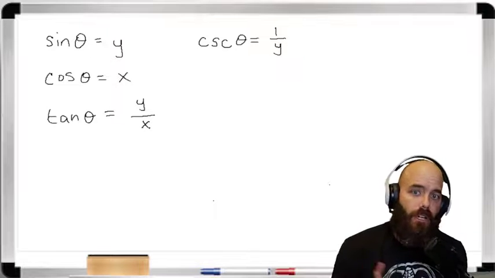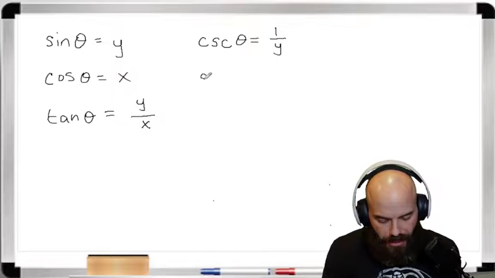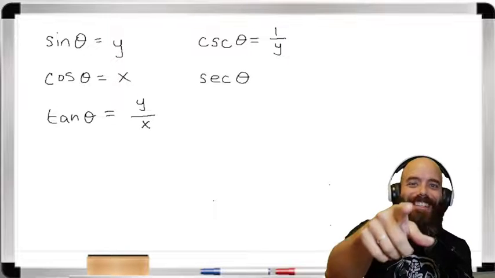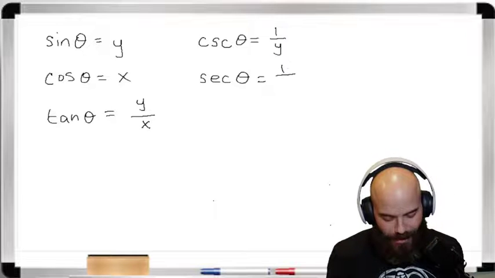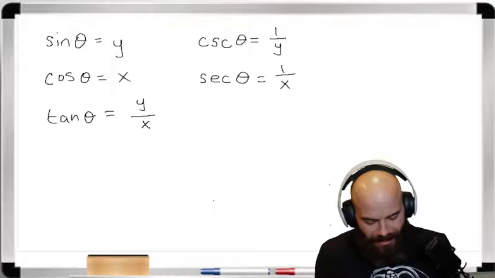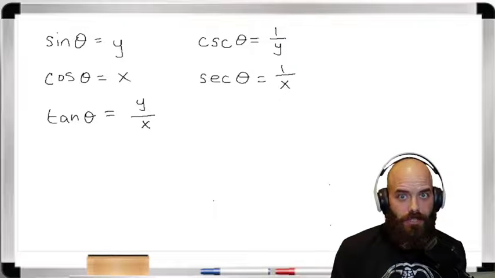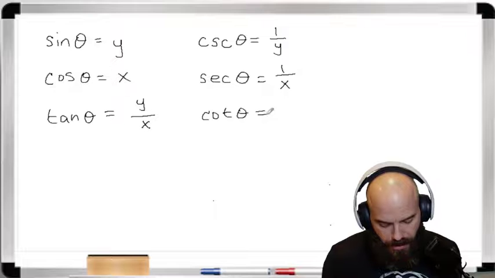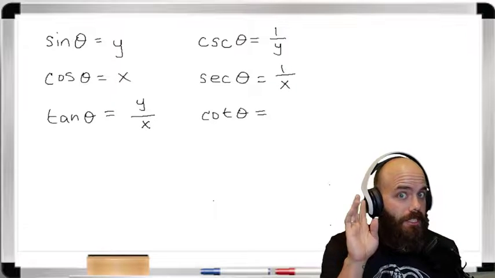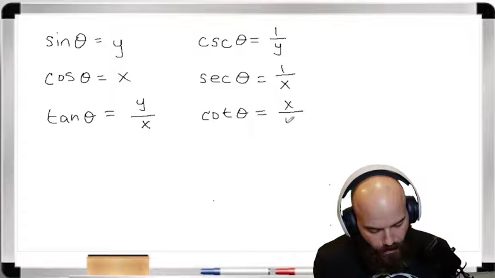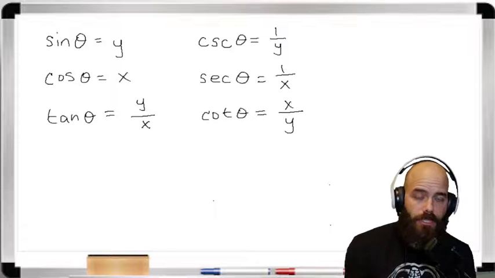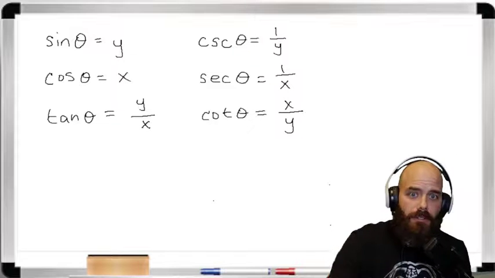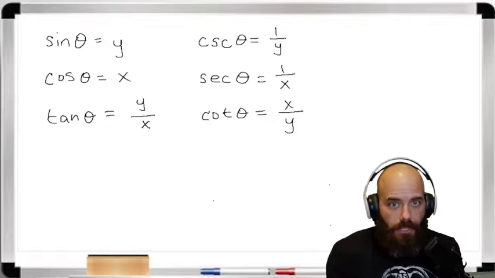All right, the reciprocal function for cosine is secant, and that's abbreviated SEC. And so if cosine is x, you already guessed it. Secant is 1 over x. All right, and then lastly, the reciprocal function for tangent is cotangent, abbreviated COT. What is it? That's right. X over Y, or cosine over sine. Tangent is sine over cosine, and therefore cotangent is cosine over sine. So those are your three reciprocal functions.